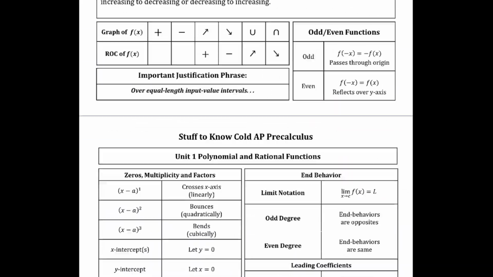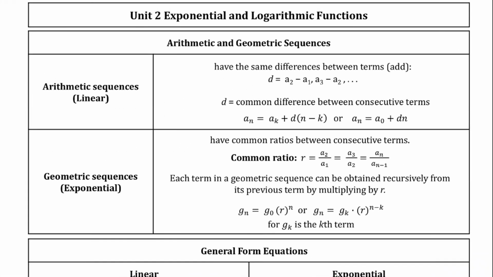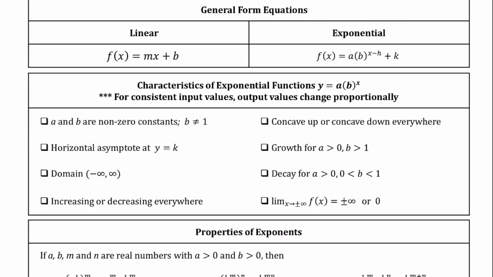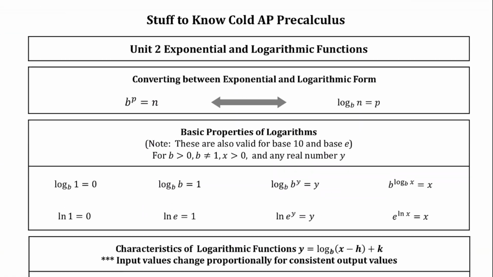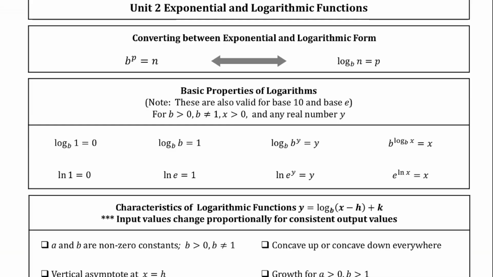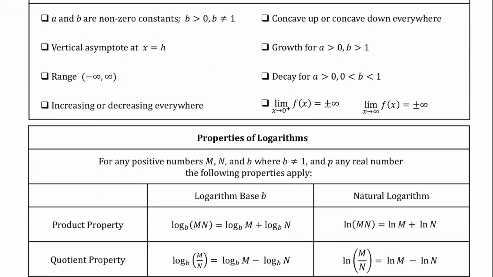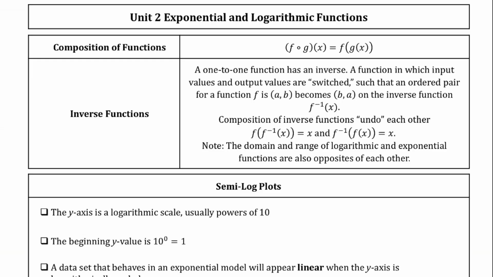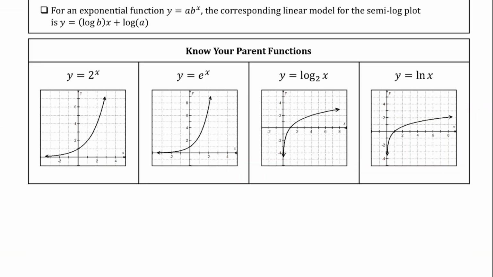If you go back and look in this middle part, it gives you a lot of more in-depth notes. More in-depth stuff about the formulas for arithmetic and geometric formulas, the first two things we talked about. Different characteristics of the graphs for exponential growth, the exponent properties, and how to switch forms. You should be able to switch between exponential and log form. Also log properties, characteristics of a log graph, inverse functions, and semi-log plots. All the parent functions we talked about in Unit 2: exponential functions and log graphs.